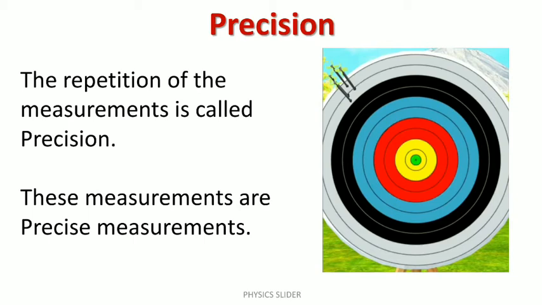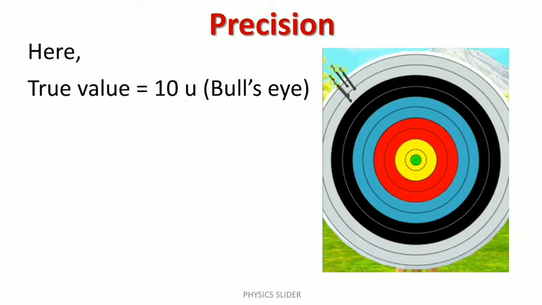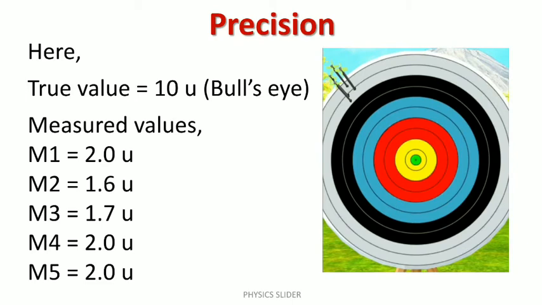Okay, now take a look at the data achieved with the help of these arrows. Again, the true value is assigned as 10 units, that is the bullseye, and our measurement for the first arrow, M1, is 2.0 units. For the second arrow, M2, is 1.6 units. For the third arrow, M3, is 1.7 units. For the fourth arrow, M4, is 2.0 units. For the fifth arrow, M5, is 2.0 units. So you can see here all these values are approximately equal to 2 units. So these are repeating the value approximately equal to 2 units.